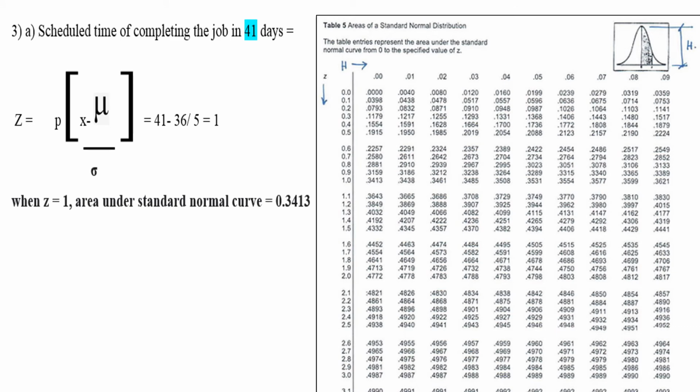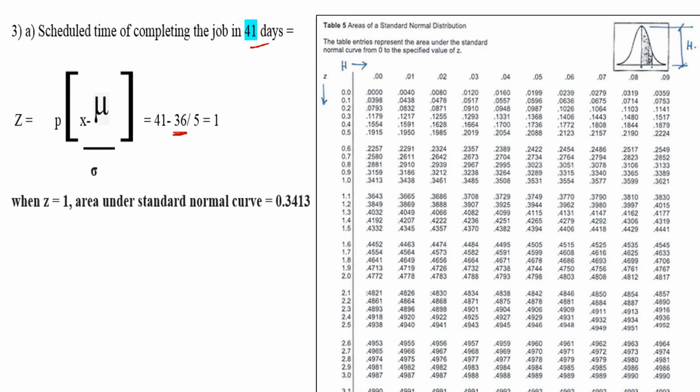Now come to the third question. What is the approximate probability that the jobs on the critical path will be completed in 41 days? That is what we are doing. So schedule the time of completing the job in 41 days. Just we have found the optimum length as 36 days, right?